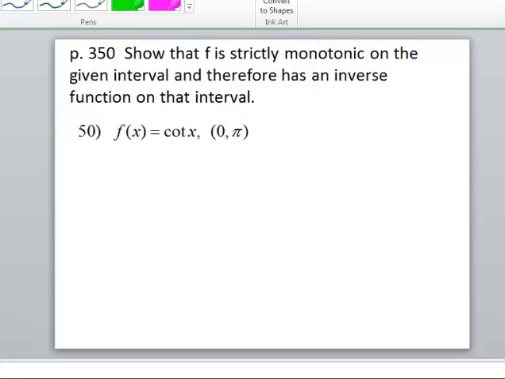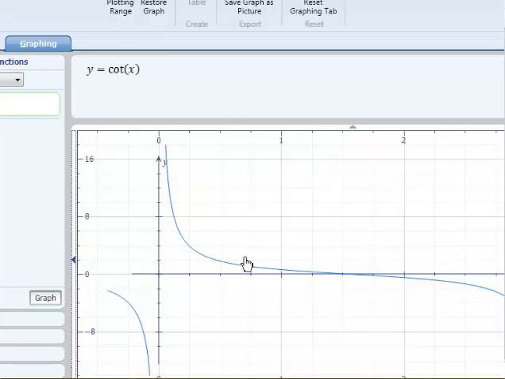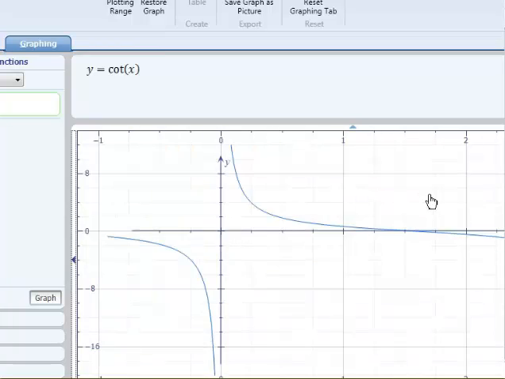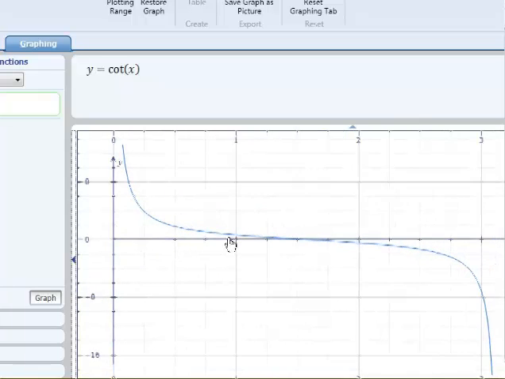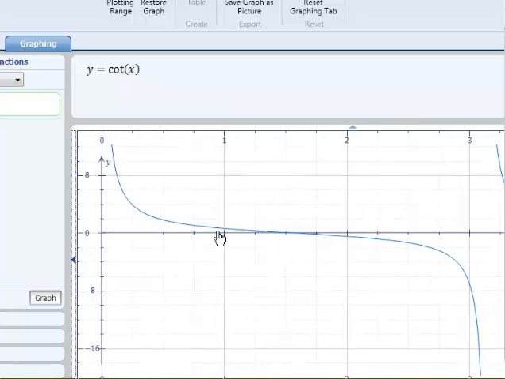On the next picture, again, what we want to do is look from 0 to pi. And I've actually gone ahead and graphed the cotangent. The cotangent of x is right here. And so it's going from 0 to pi, and pi and 0 are not included. So you can see that it's always decreasing the whole time.